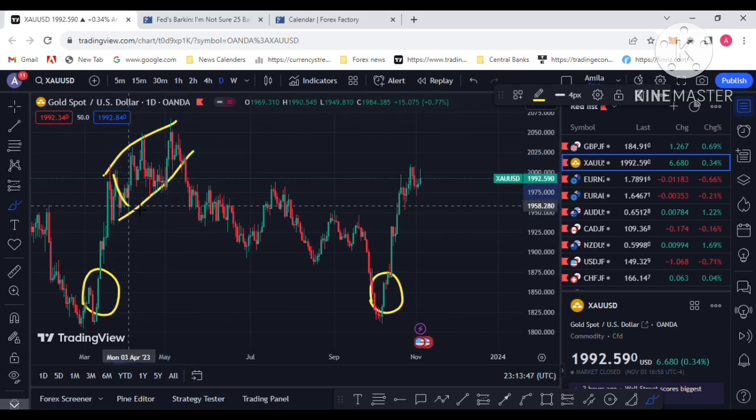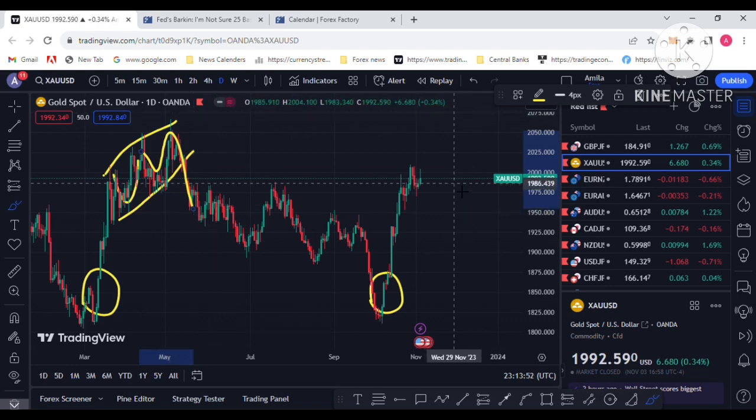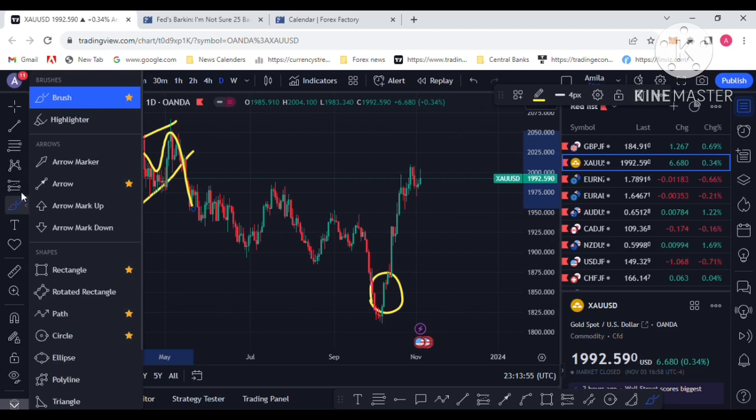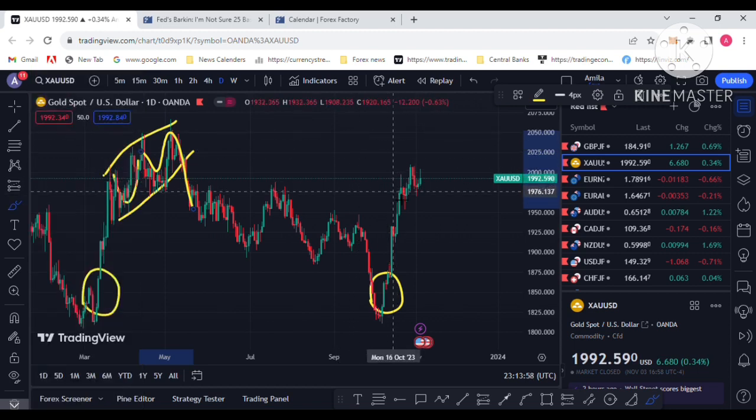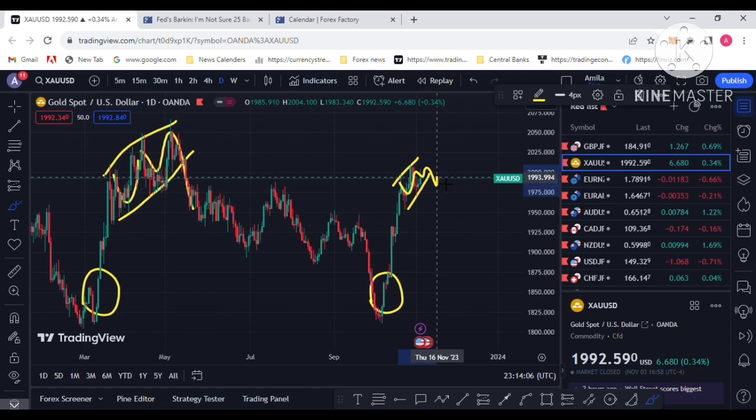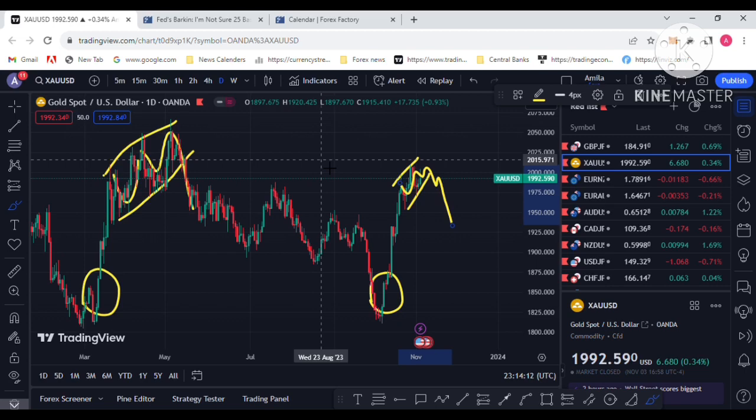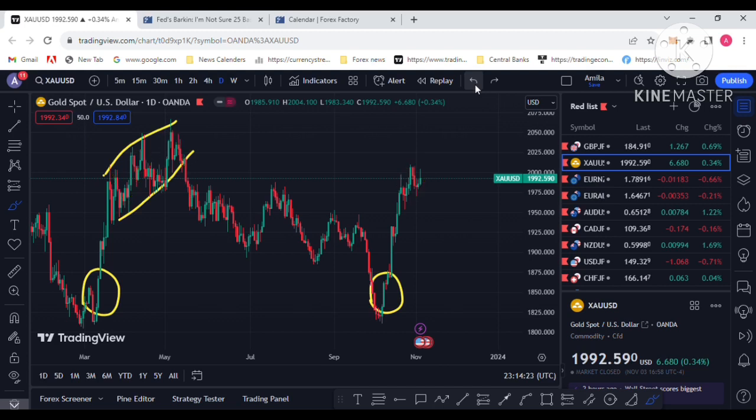You can see this rally was created at that time, this year in March, and I am seeing this type of rally created in safe haven demand situations. I am hoping market sentiment is normal now and gold will drop to the downside. That's what I am expecting. I am not expecting gold to reach a level like 2050. I am expecting gold to drop to the downside. That's the safe haven situation with gold.